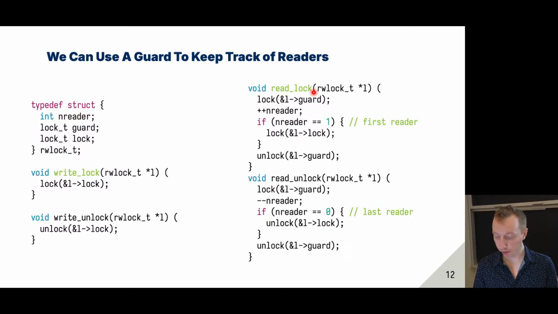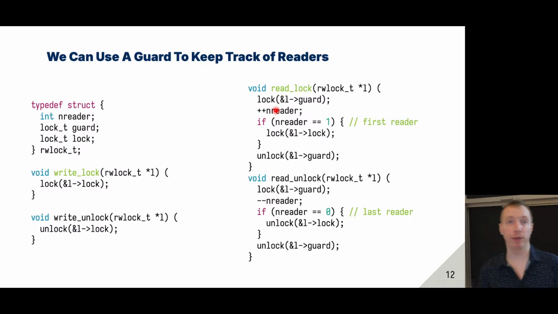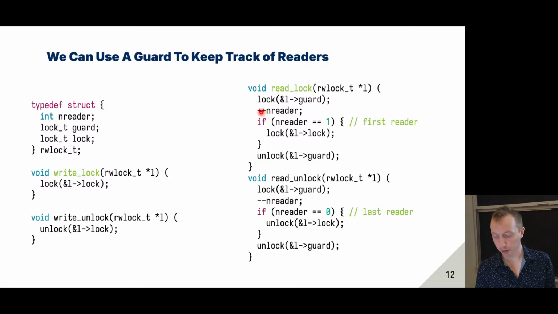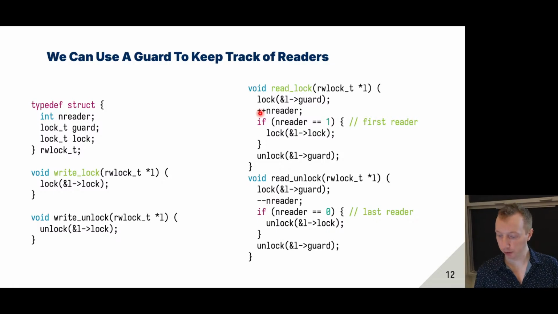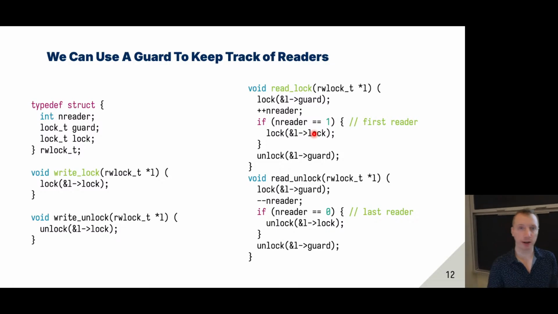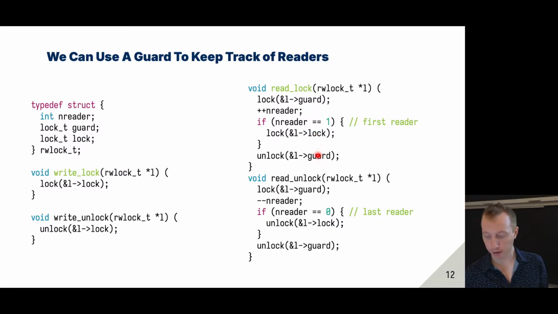So in the read lock, our implementation is we lock the guard, and then we increment the number of readers. So we're keeping track of the number of readers. So initially, the number of readers would be 0. If we increment it, and we changed it from a 0 to a 1, which indicates that I am the first reader, well, that means we don't have the lock or anything. So if I'm the first reader, I have to acquire the lock. So then I have that lock that is meant for mutual exclusion, and then I can unlock the guard.